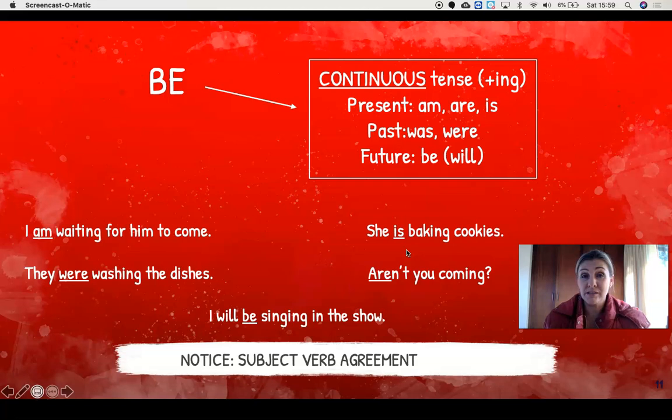Right, she is baking cookies. I could change that to past tense. She was baking cookies. But in she is, again, subject-verb agreement, she is singular, so you need your singular verb with the S. She is baking cookies.